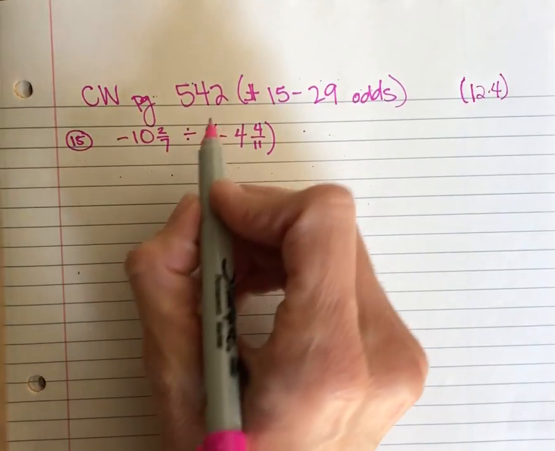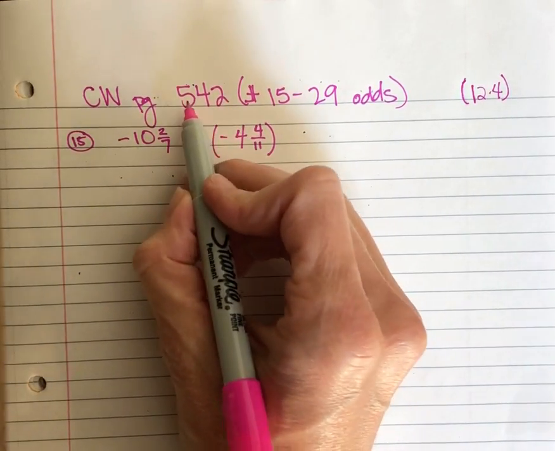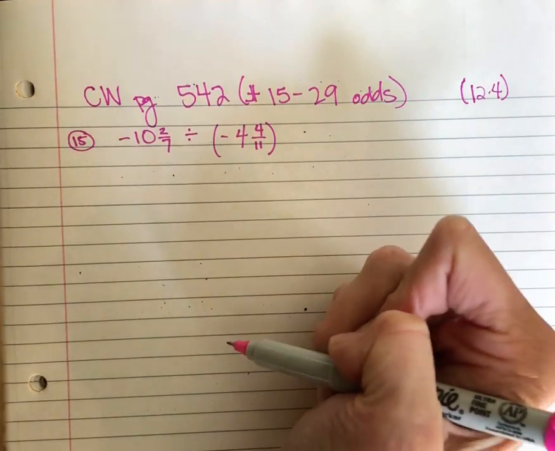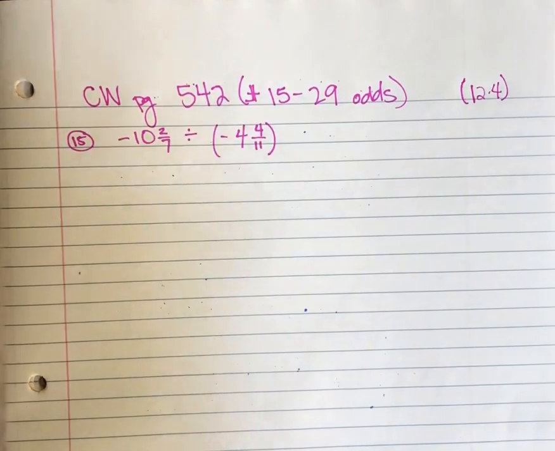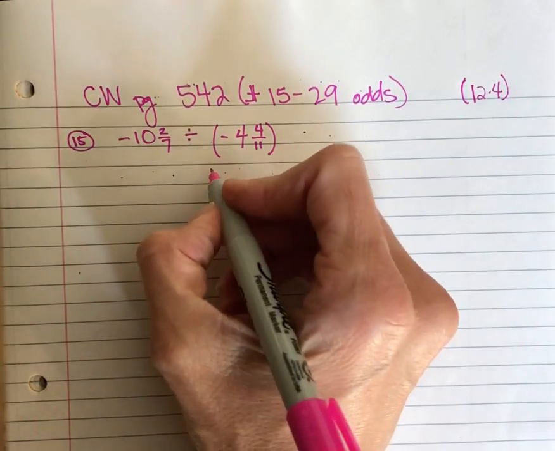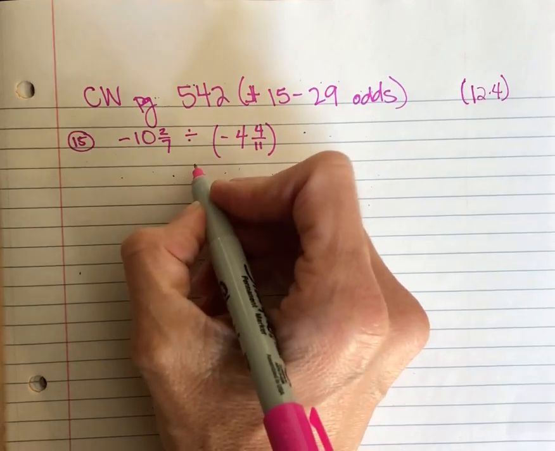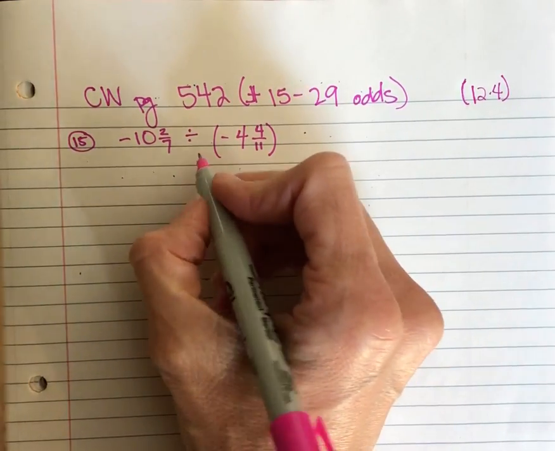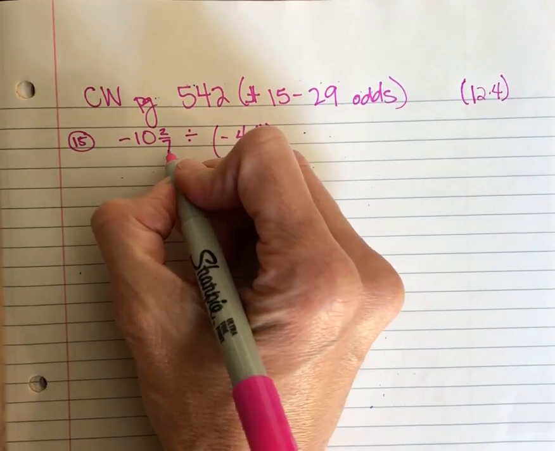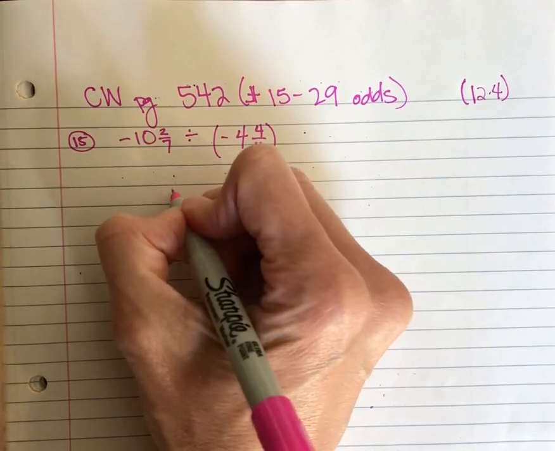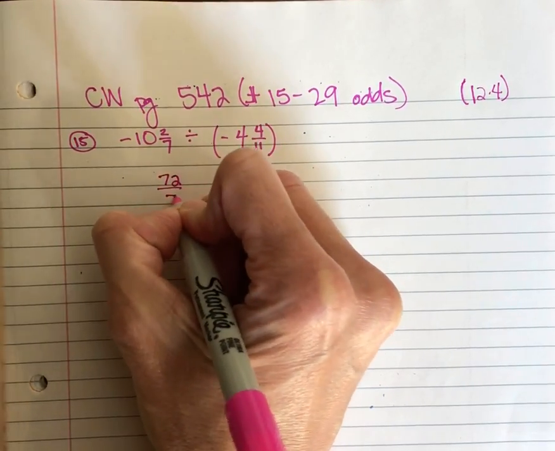So let's take a look at the classwork from page 542, 15 to 29, the odds. This is the work from 12.2. So if we look at number 15, the first thing we want is improper fractions. So 10 times 7 is 70, plus 2 is 72 over 7.